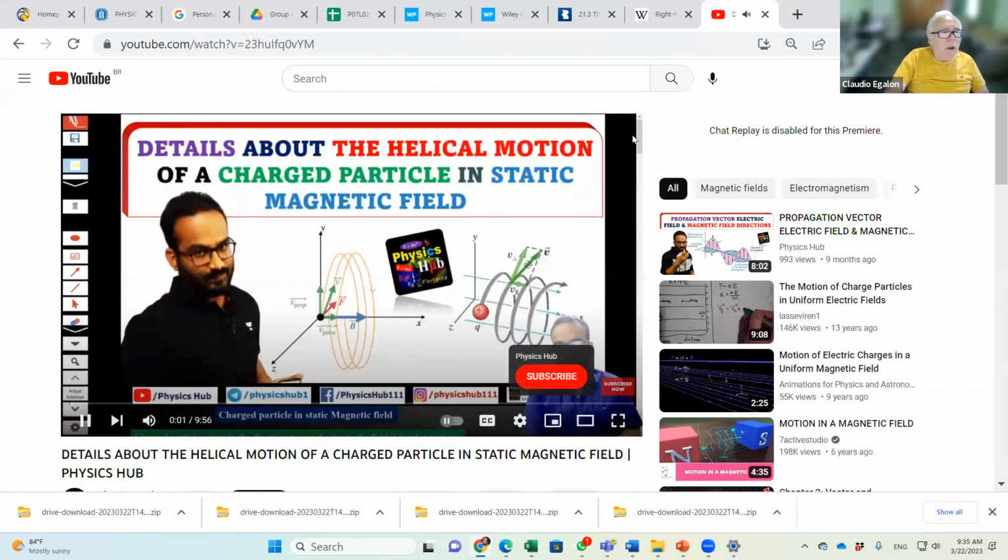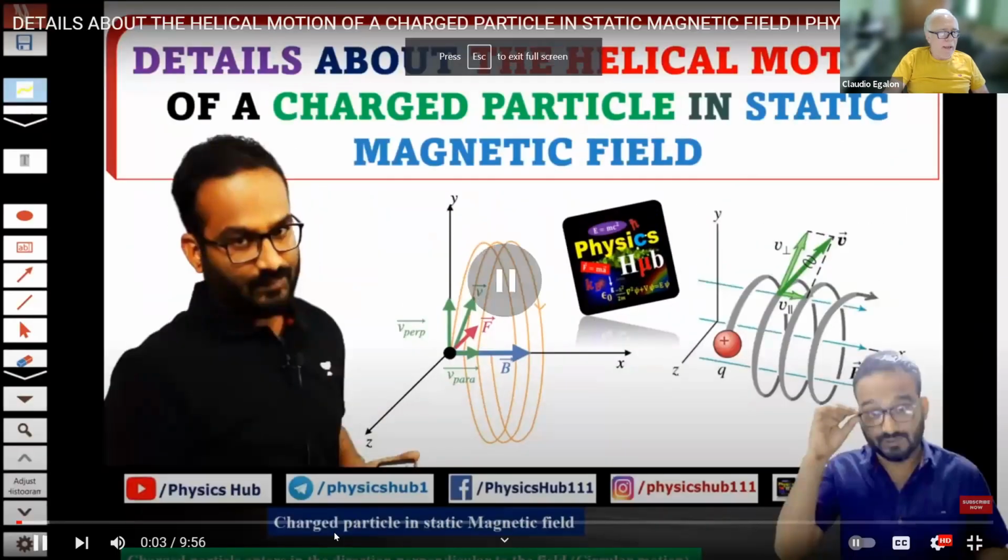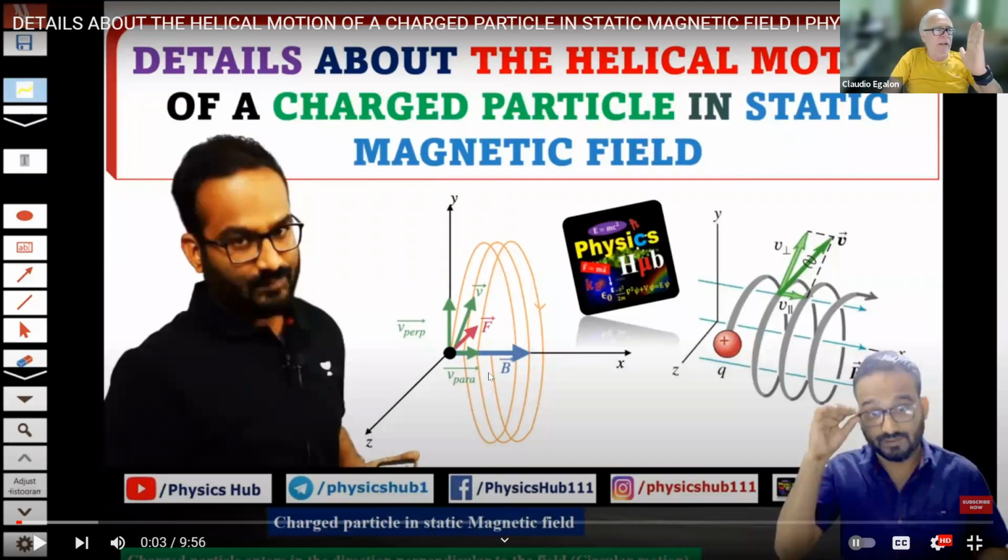Okay, so here you go. Here's an illustration of the helical motion of the particle. We have this velocity vector here that has a component parallel to the B field and another component perpendicular to the B field. The particle still is going to describe sort of a circular motion, but it's a circular motion where the plane of the circle moves along the direction of the B field.